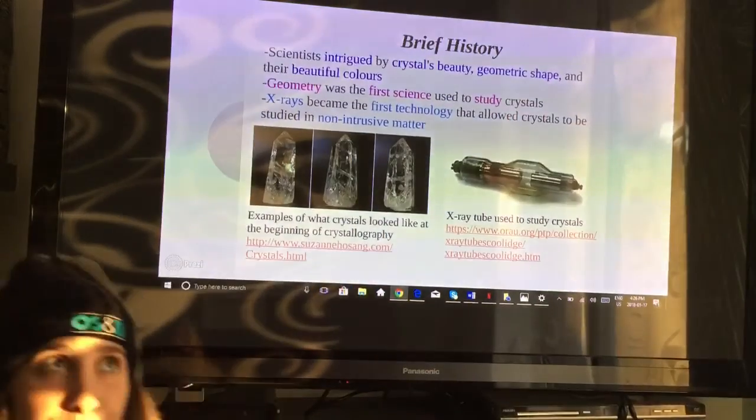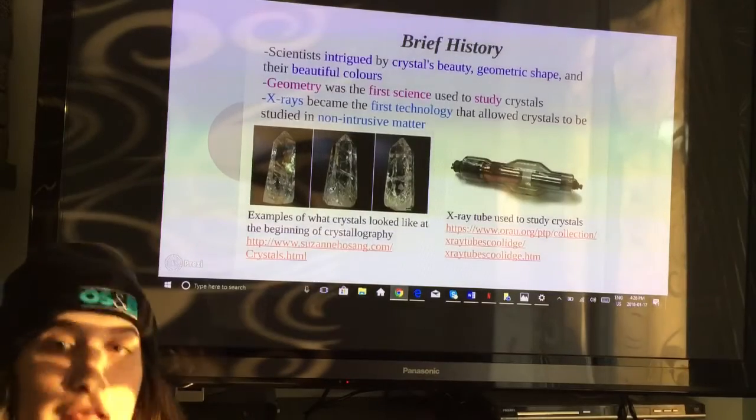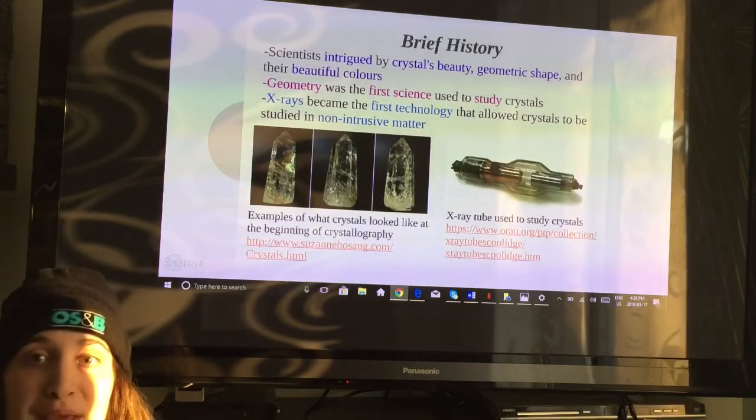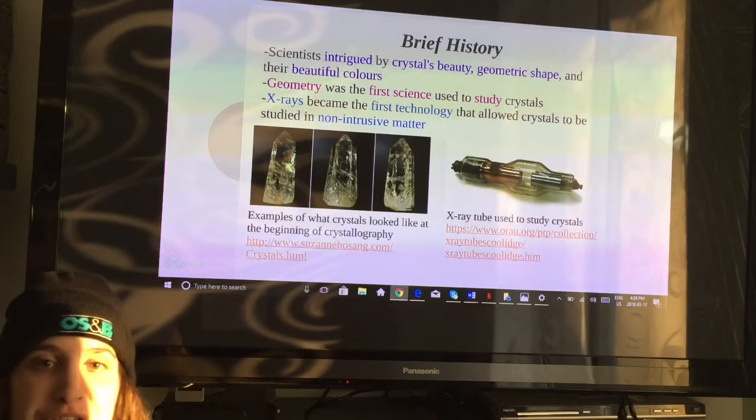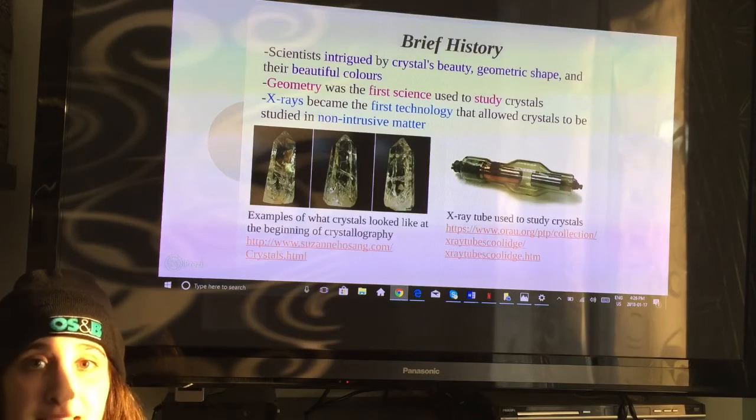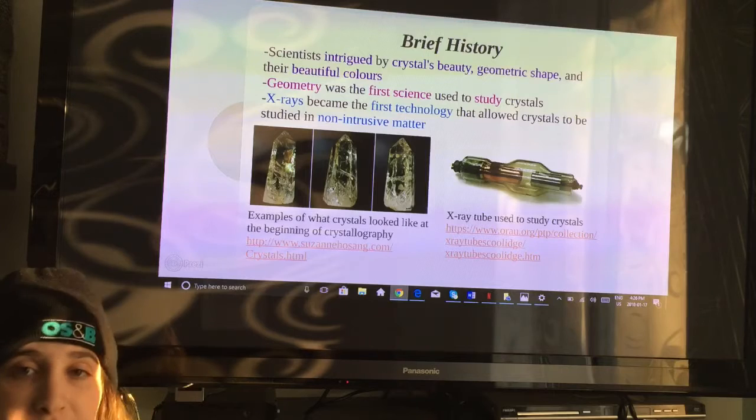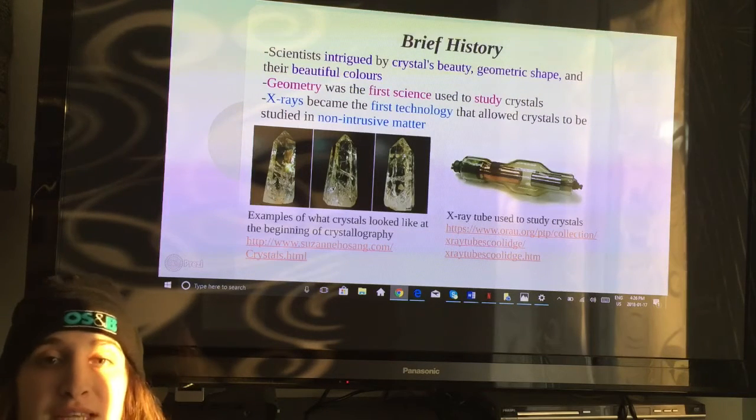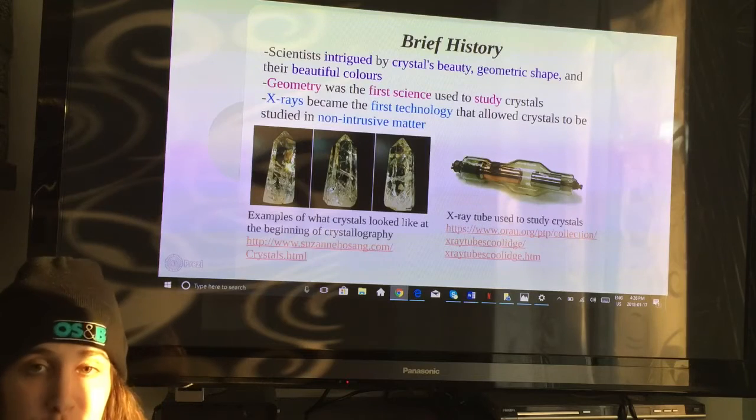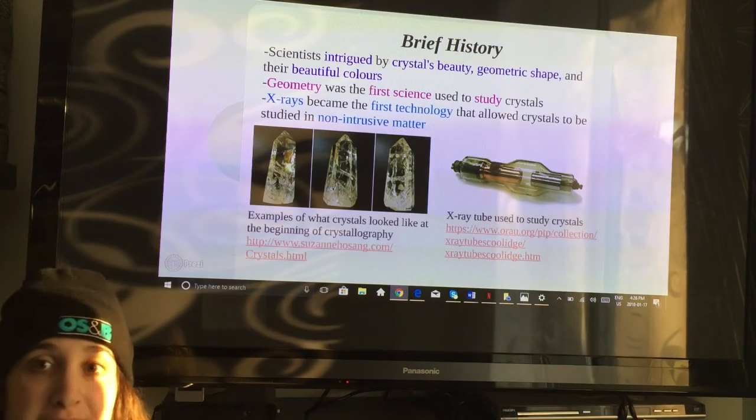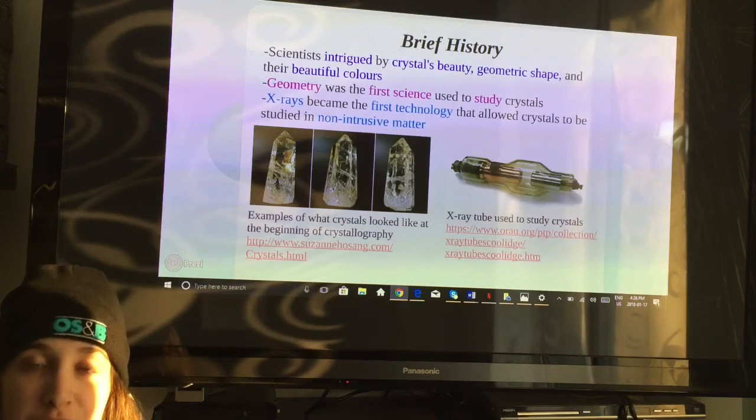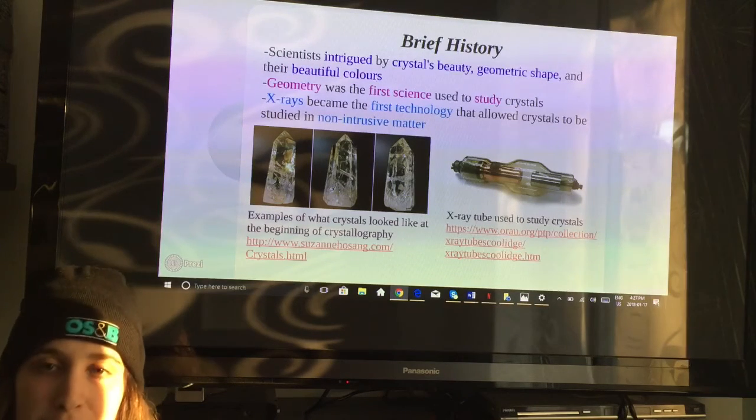I'm just going to give a brief history of crystallography. Since ancient times, scholars and scientists have been intrigued by the beauty of crystals, their geometric shape, and the variety of colors that they come in. These early crystallographers used geometry to study the shapes of crystals in the natural world. And then in the early 20th century, it was realized that X-rays could be used to see the actual structure of matter in a crystal in a non-intrusive manner.